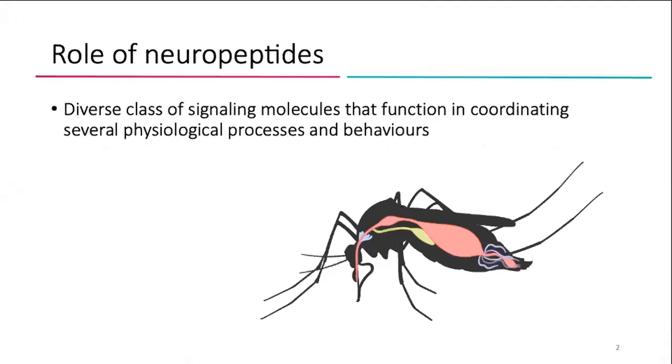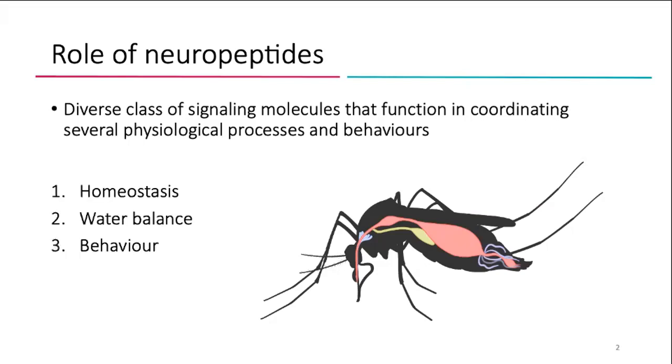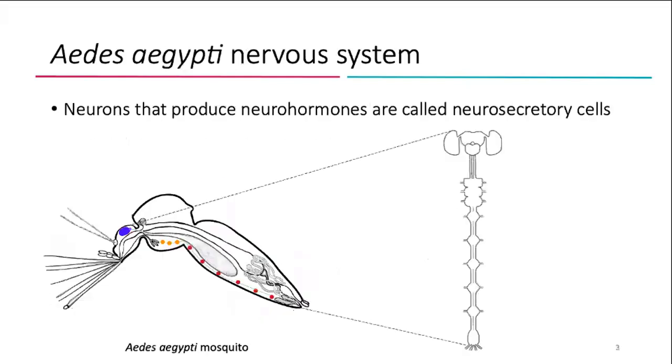So insect neuropeptides have been a prominent area of study over the past several decades as they play crucial roles in regulating a variety of developmental, physiological, and behavioral functions. These processes include, but are not limited to, homeostasis, water balance, behavior, development, and reproduction.